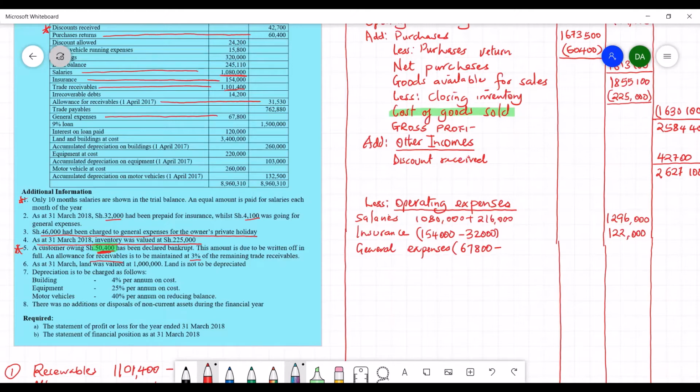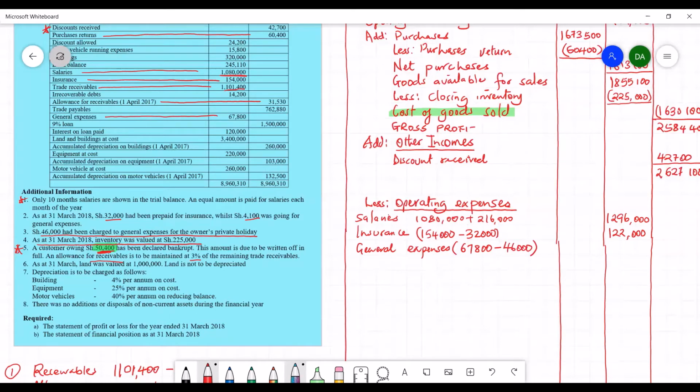So the amount for the owner's private holiday should not be a business expense, but a personal expense. Personal expenses are not supposed to be paid for by the business. And therefore, if paid for by the business, then that is considered to be drawings, as if the owner has withdrawn money from the business for personal use. So we therefore subtract 46,000. This 46,000 that we subtract from the general expenses should be added to the drawings, because it is like the owner of the business has taken money from the business for personal use, and that is drawings.